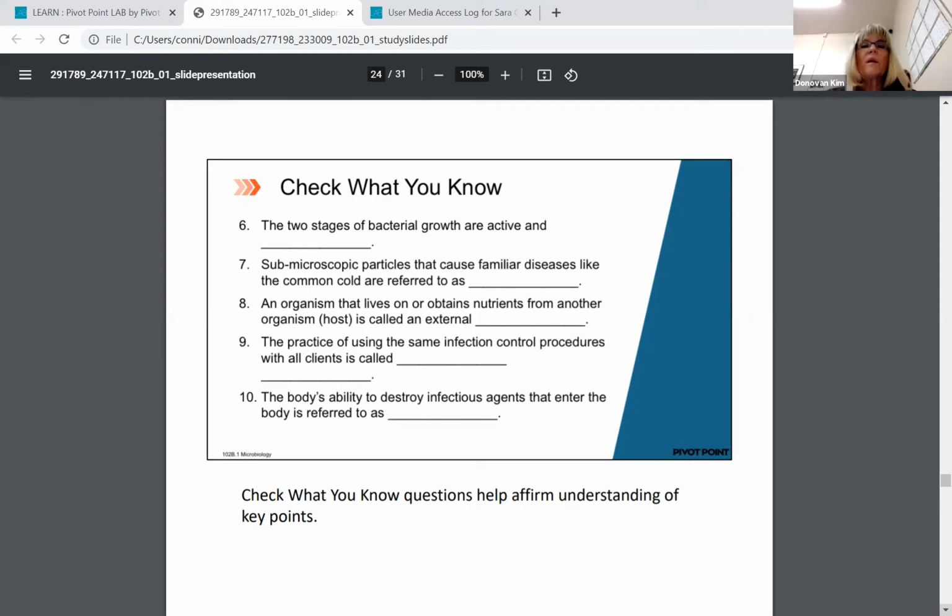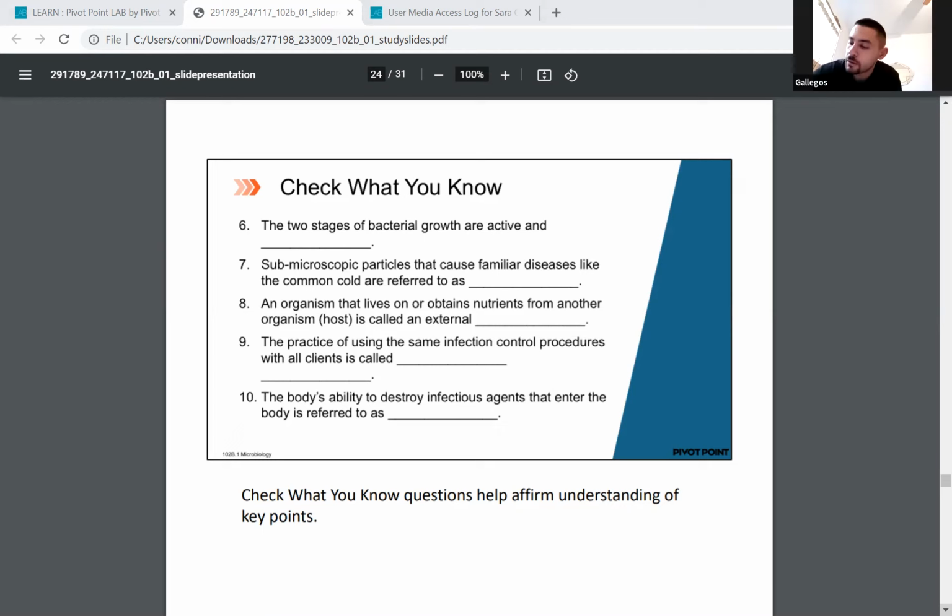Okay, and then the body's ability to destroy infectious agents is, I think it's just immunity. I think it would just be immunity in total, whether it's passive or acquired, it's just going to be immunity.